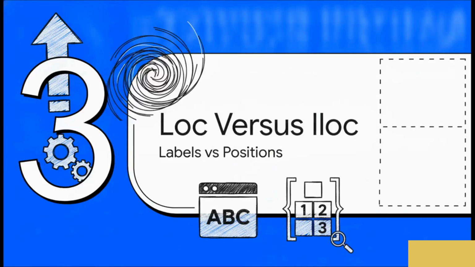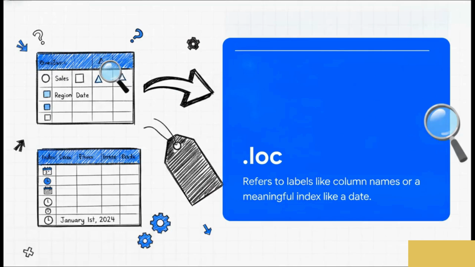All right, part 3, loc versus iloc, labels versus positions. So the crucial point here is this fundamental rule of thumb, .loc. You use .loc when you are referring to labels. Really anchor that word in your mind, labels. This means you are looking for exactly what the index actually says in plain English, or plain data as it were. If you want a column literally named sales, or if your index is a meaningful date like January 1st, 2024, you are looking for a label, and therefore you use .loc.